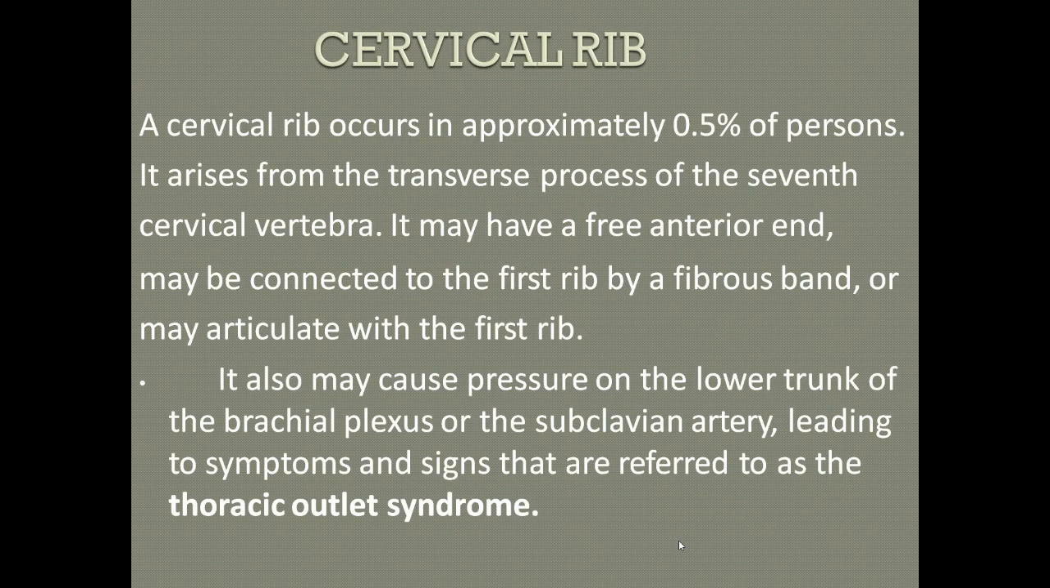First we will discuss the cervical rib, most common thorax pathology. Cervical rib occurs in approximately 0.5% of the persons. It arises from the transverse process of the seventh cervical vertebra. It may have a free anterior end, may be connected to the first rib by a fibrous band, or may articulate with the first rib. It also may cause pressure on the lower trunk of the brachial plexus or the subclavian artery, leading to the symptoms and signs that are referred to as the thoracic outlet syndrome.